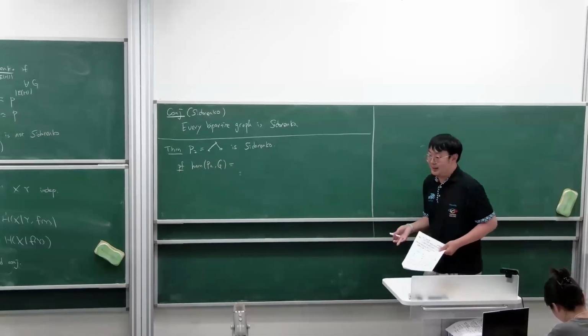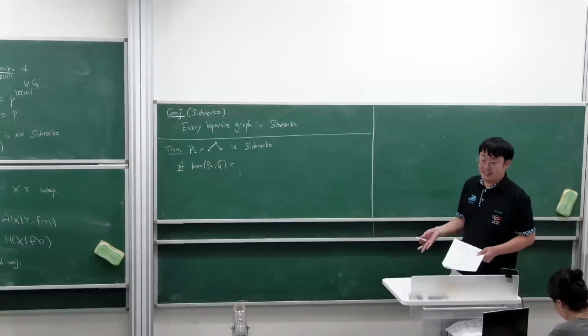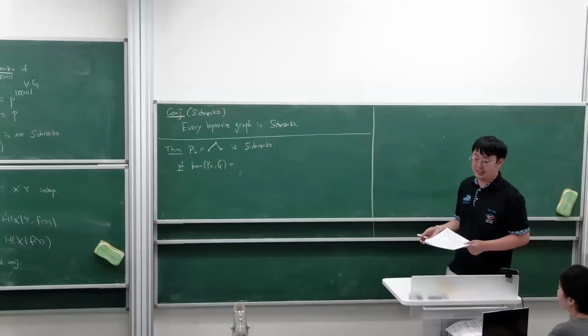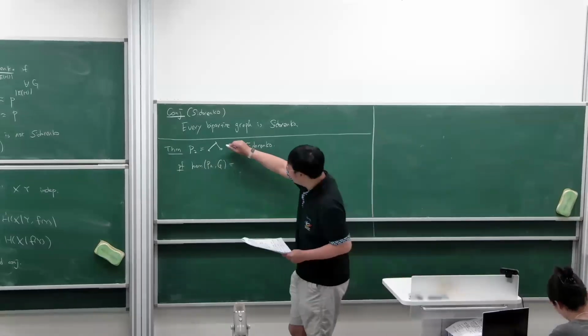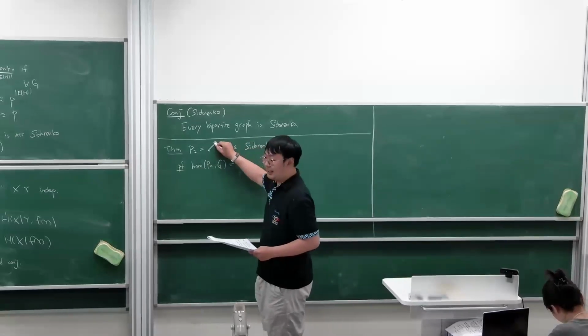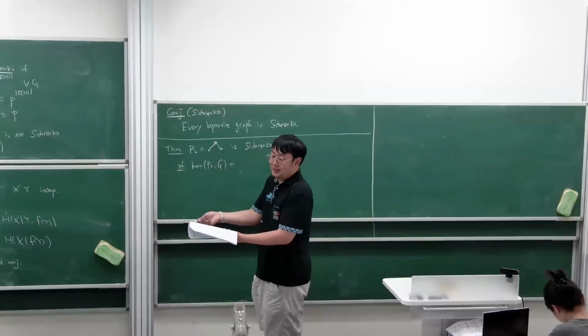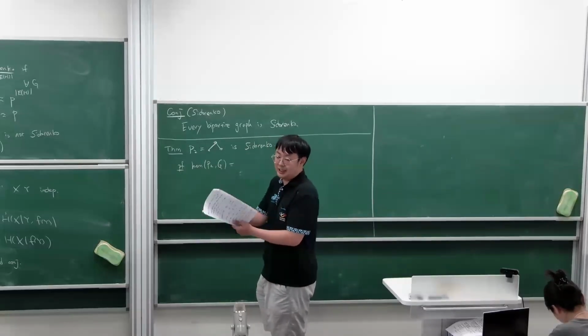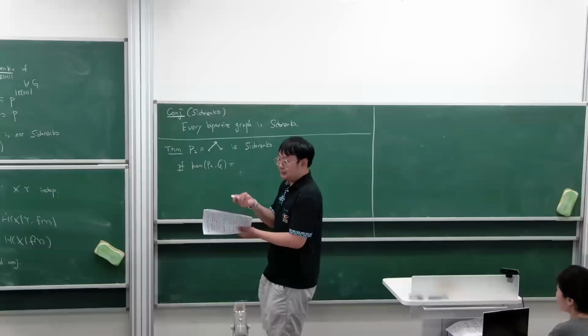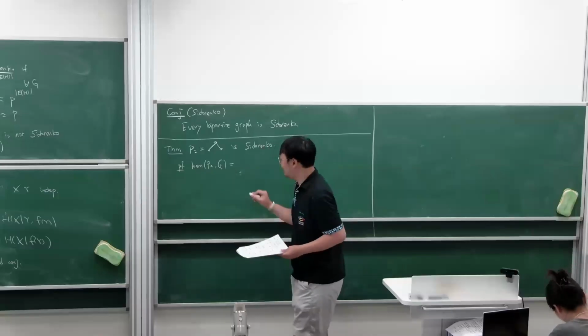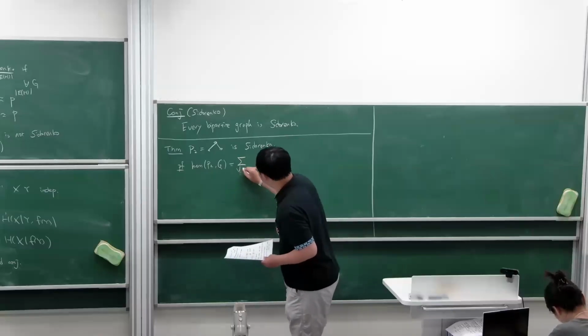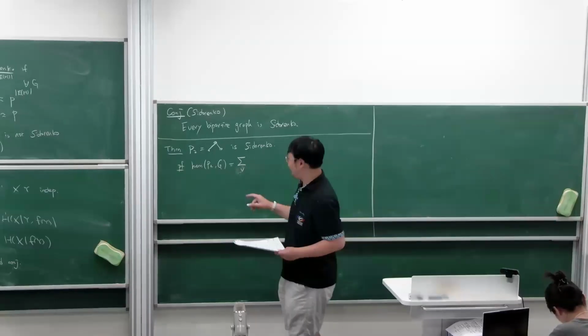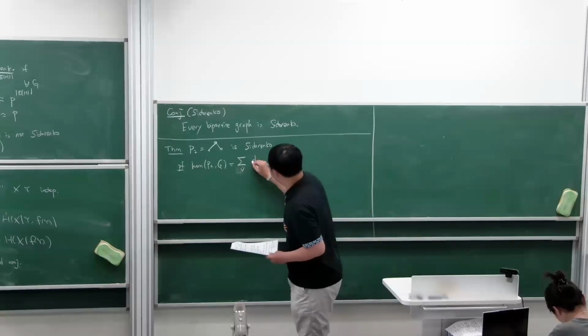And luckily, we can compute this explicitly using the degree sequences, right? Because if I fix the middle vertex here, I'm just picking two neighbors of that, and that'll give me one homomorphism from P2 to G. So this is exactly the sum over all vertices in G of the degree squared.